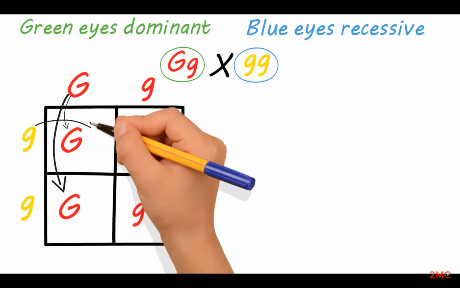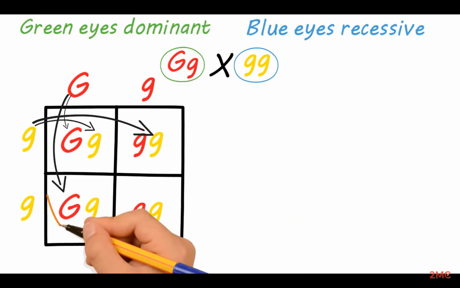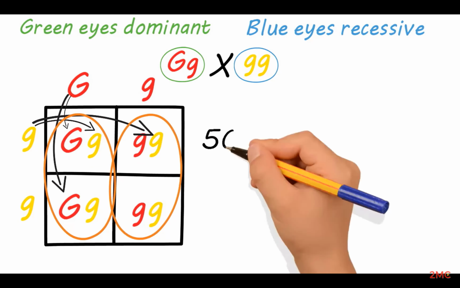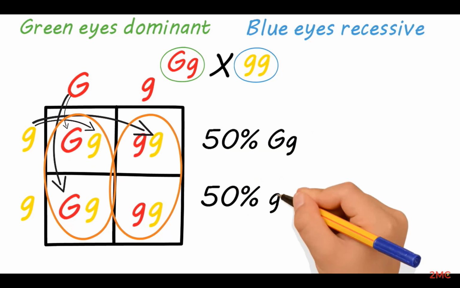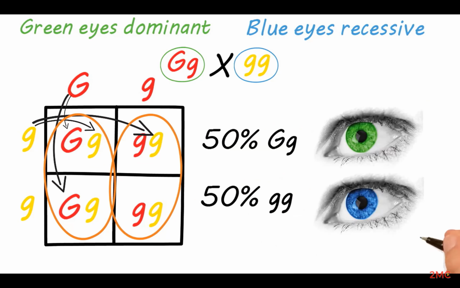Each quadrant represents a 25% chance that that genotype will result in the offspring. In this case, we have only two possible genotypes, big G little g and little g little g, and each genotype has a 50% chance of showing up in the offspring. Similarly, you have two possible phenotypes, green eyes and blue eyes, with a 50% chance of each. Let's look at another example.